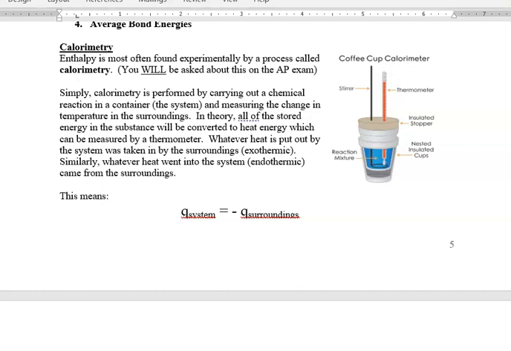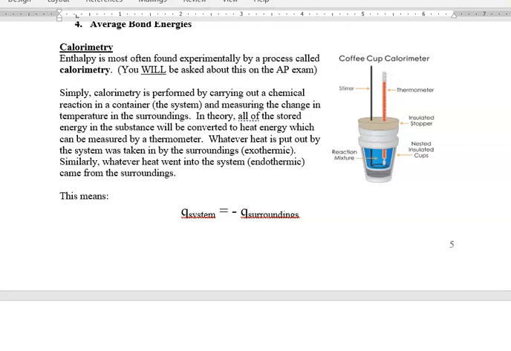Whatever heat is put out by the system, that's the chemical reaction, was taken in by the surroundings, because that's the only place it can go. And we assume you have an insulated cup so it can't escape from the surroundings out into the open atmosphere. Similarly, whatever heat went into the system, if it's an endothermic reaction, came from the surroundings.